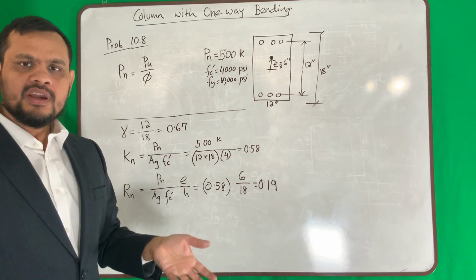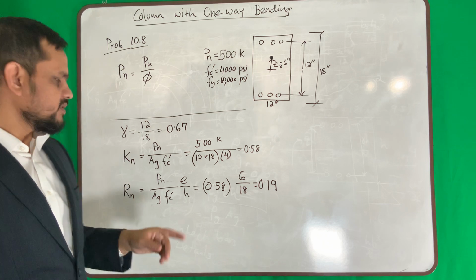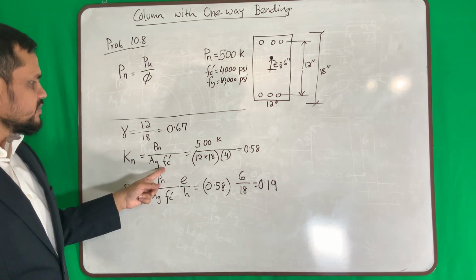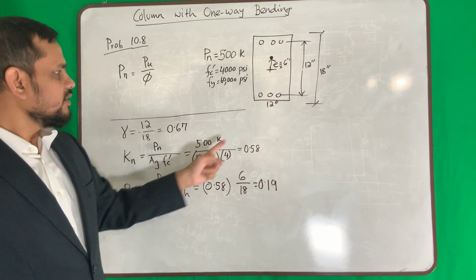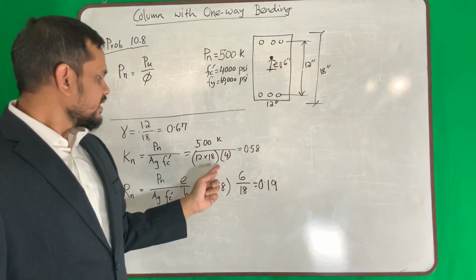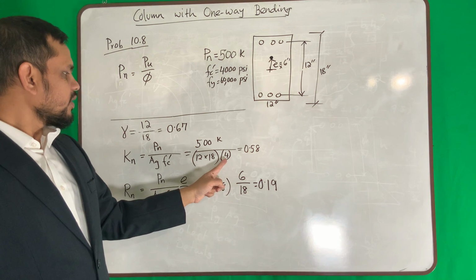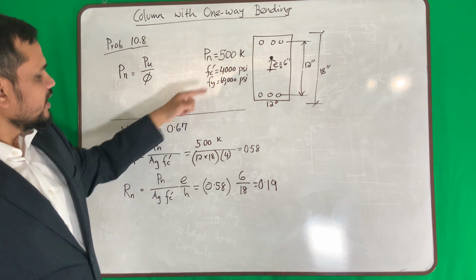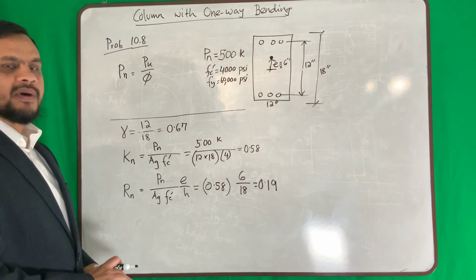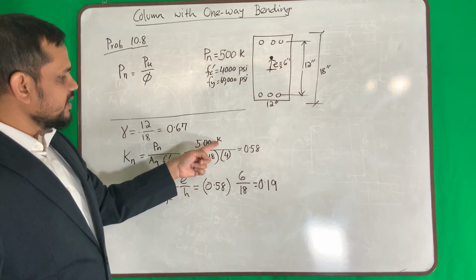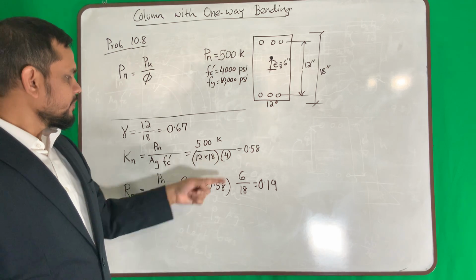Then we need to find Kn. Kn is Pn over f'c Ag. Pn is given, 500. Ag is the gross area, 12 times 18, divided by 4. Why is it 4? Because it is 4000 psi. I wrote kip here, so the unit has to be balanced. When you are using kip here, make sure it is ksi.